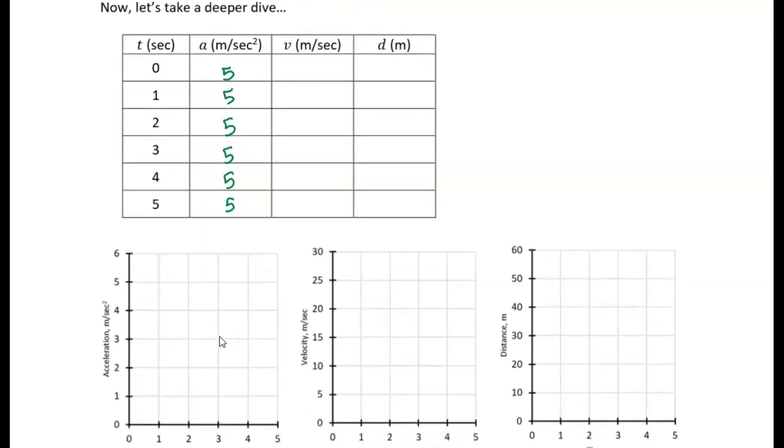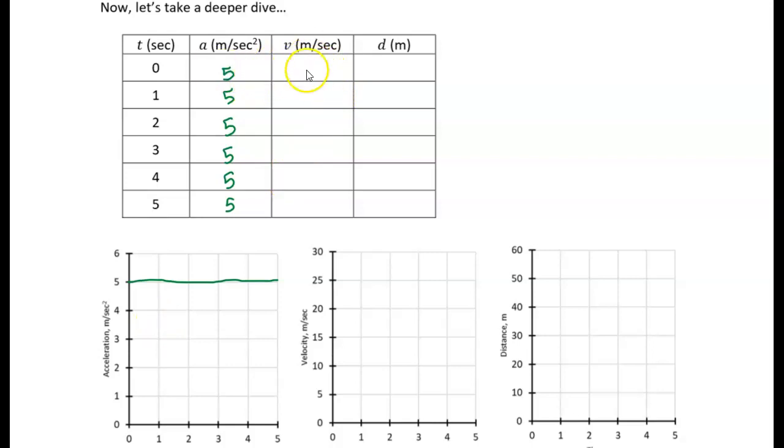It's easy enough. So down here I have a graph for acceleration versus time. Acceleration is constant, so it's just a flat line. All right, that's pretty boring. Now let's look at velocity over time.